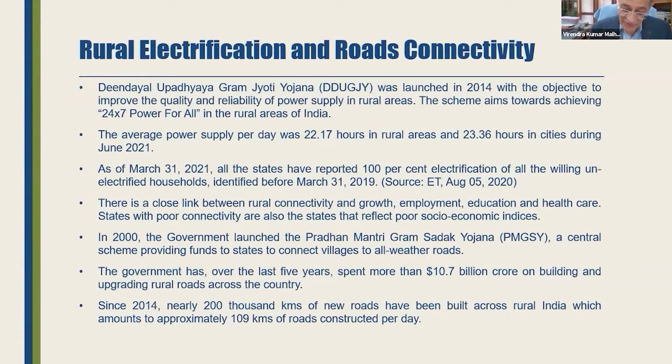We know that there is a close link between rural connectivity and growth, employment, education, and healthcare. States with poor connectivity are also the states that reflect poor socioeconomic indices. In 2000, the government launched the Pradhan Mantri Gram Sadak Yojana, a central scheme providing funds to states to connect villages to all-weather roads. On the scheme, more than $10.7 billion has been spent on building and upscaling rural roads across the country, and nearly 200,000 kilometers of new roads have been built across rural areas since 2014, at an average rate of 109 kilometers of roads constructed per day. So this infrastructure work and rural electrification have continued during COVID times also.